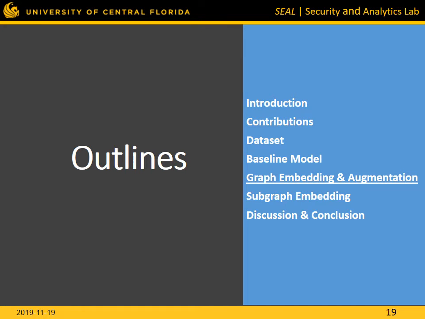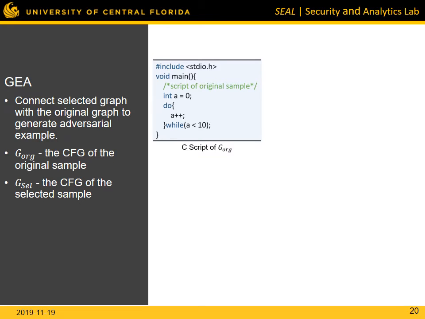Now let's get into the GIA approach, which was proposed earlier. We examined the robustness of CFG-based IoT malware detection systems over adversarial examples generated using the GIA approach. The basic idea of GIA is to connect two graphs, the original graph and a selected or adversarial graph, whose nodes are to be added to the original graph, to generate the adversarial example.